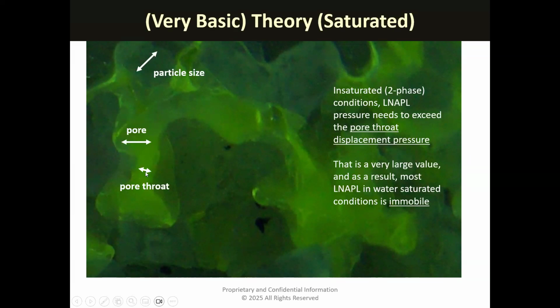And in saturated, otherwise two-phase conditions, in other words, an apple is surrounded by water, the L-NAPL has to exceed the pore throat displacement pressure. And that is a very high value. And the only way that we have to manipulate pressures in the ground is through hydraulic gradients. And to achieve a hydraulic gradient that makes this NAPL flow through this pore throat, you will have groundwater velocities that are unrealistically high. We don't see those groundwater velocities. And that's the reason why NAPL under two-phase conditions is mostly immobile.